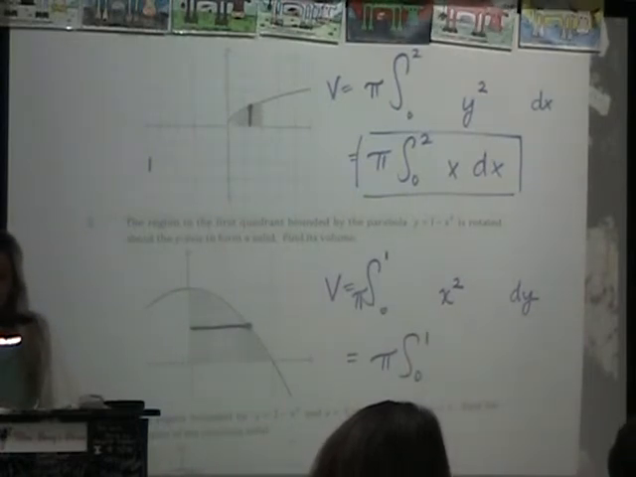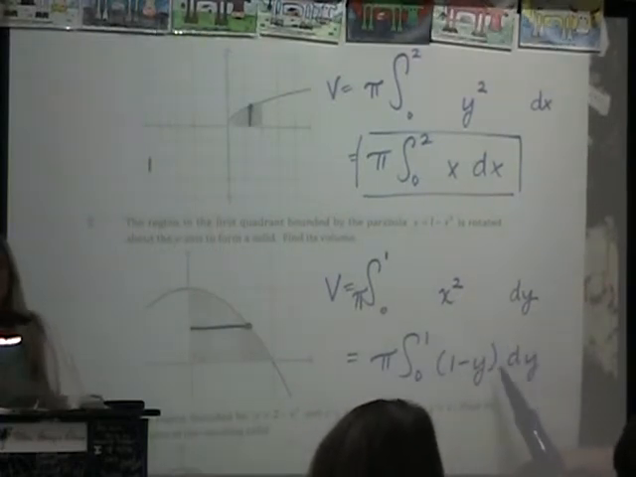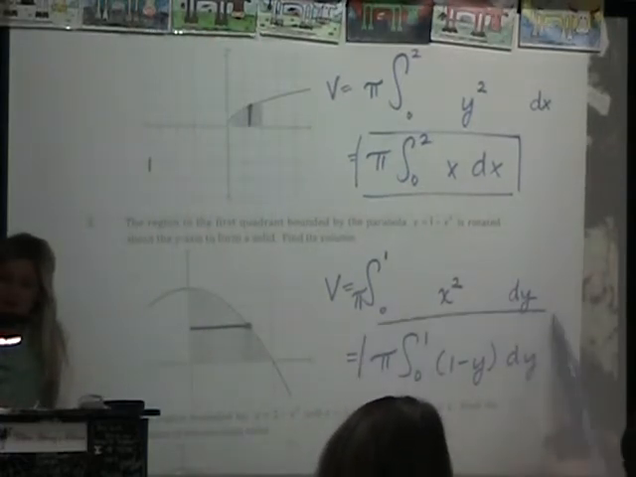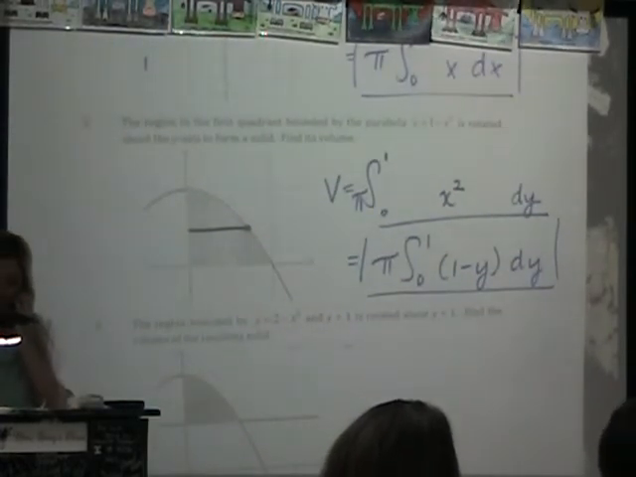And so what is x squared equal to in this case? 1 minus y. Good. And it doesn't need to be squared because x squared equals 1 minus y. And then I'll let you go back and work that one out to get a value.